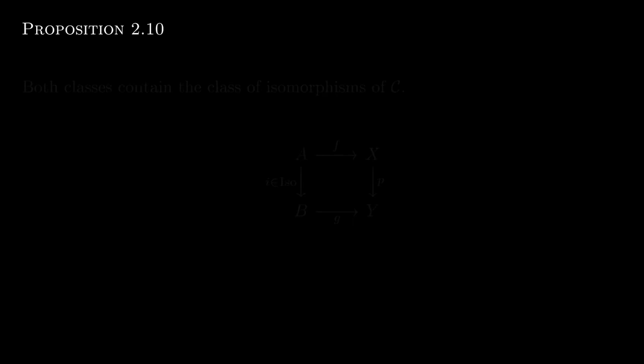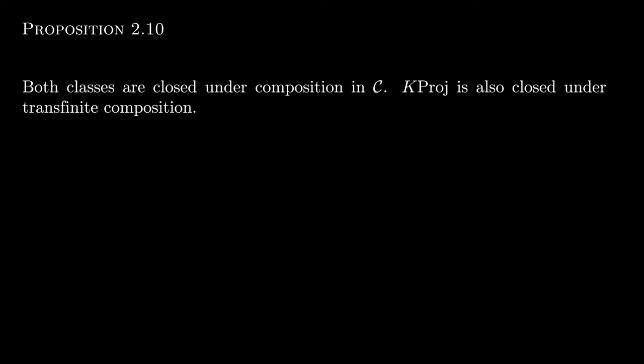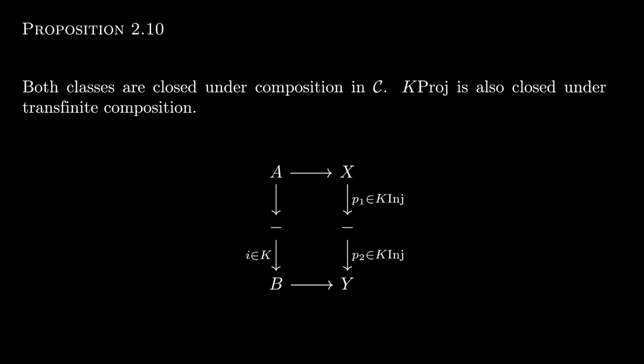The next proposition states that both classes are closed under composition. Now, this of course refers to finite composition, but it turns out that k-proj is also closed under transfinite composition. Now let's do k-inj first. So let's have two maps of k-inj composing on the right and a map whose composition is in K on the left. So if we draw the top square with this arrow, which is just the composition of the top horizontal and the top vertical on the right, then we can see a sort of distorted square on the bottom, which has a single k-inj morphism on the right.